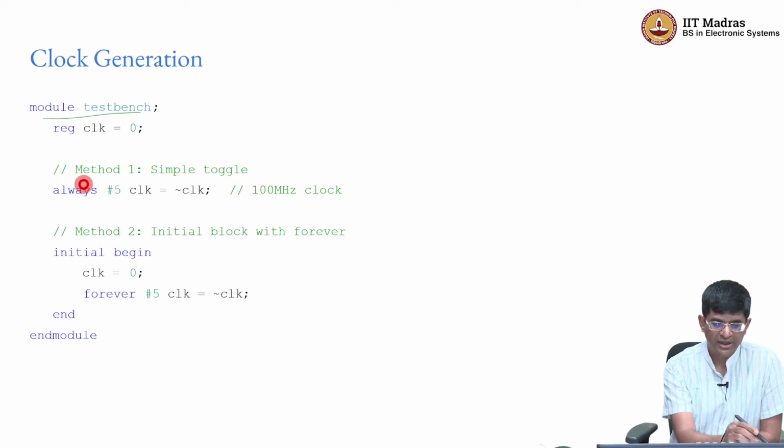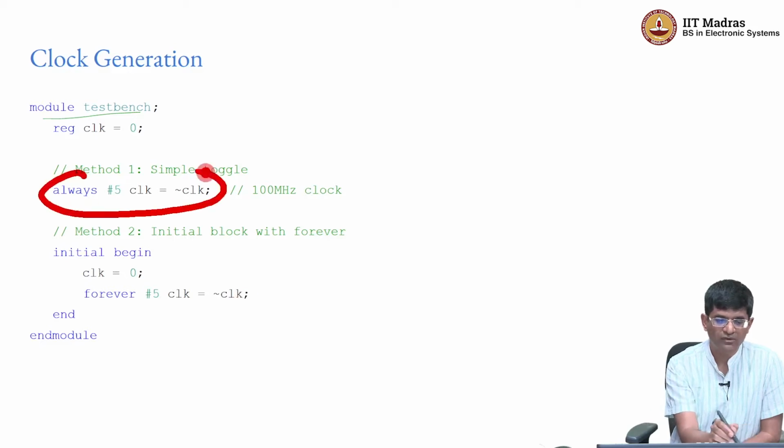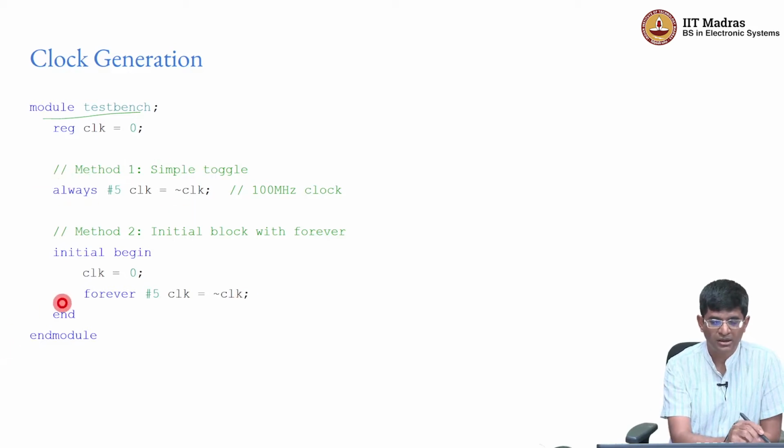On the other hand, if I am anyway doing this initialization of clock equal to 0, I could also use forever and say clock is equal to tilde clock in there. This also works as a way of defining a clock, and it is a very common way of doing it. But it still requires you to do the initialization, which is usually not a problem because you need an initial block for other reasons anyway, like the reset and the data input.